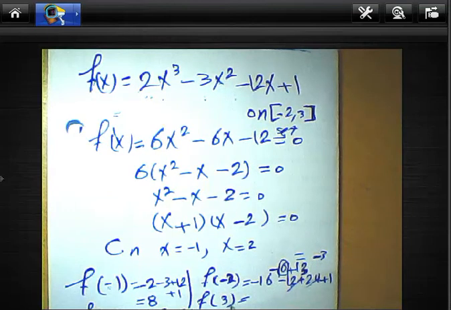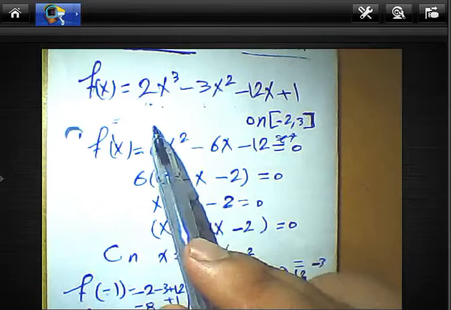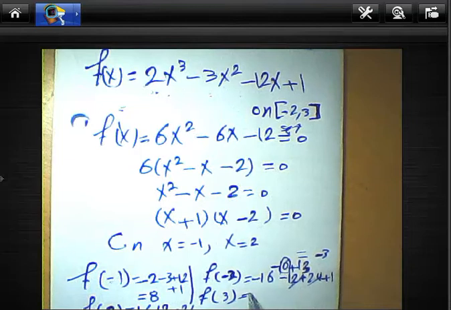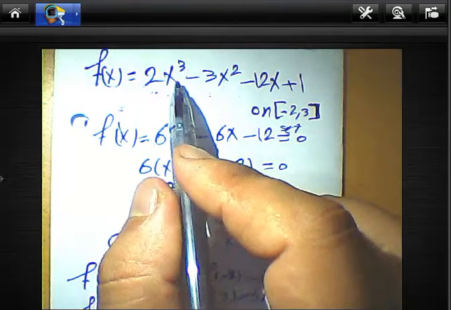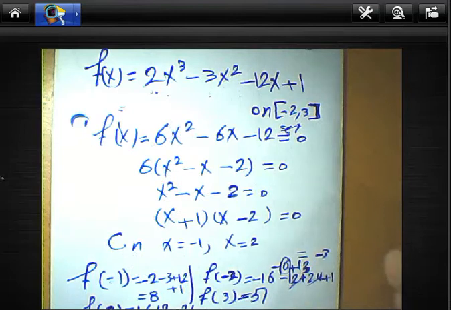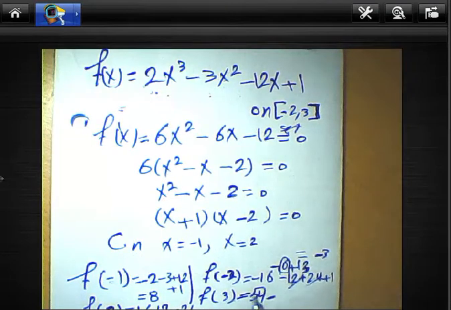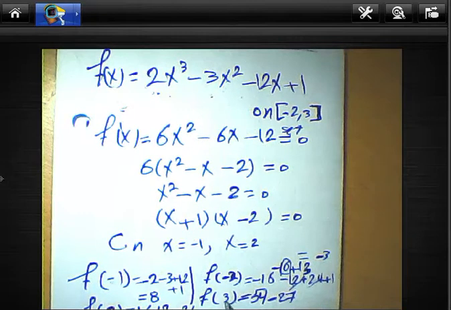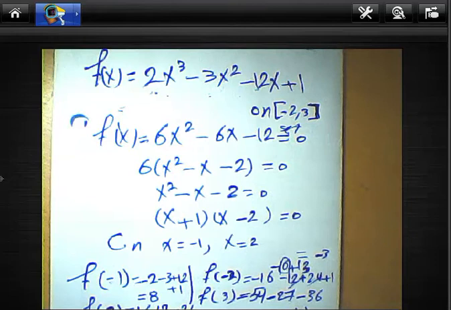And what about f of 3? Write 3 here, 2 multiply 3 power 3, 2 multiply 27, because 3 power 3 equals 27, 2 times 27 equals 54. Subtract 3 multiply 3 power 2, which equals 9, 3 times 9 equals 27. And here 3 times 12 equals 36 plus 1. So 54 subtract 27 subtract 36 plus 1.